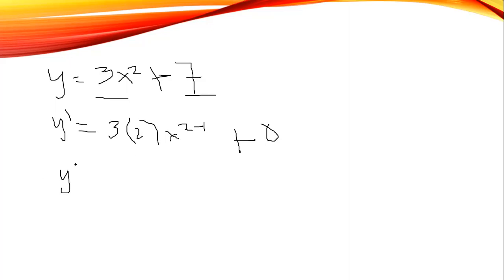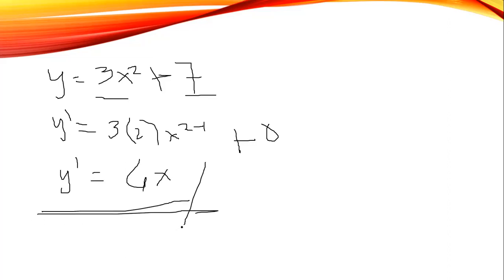So now, y prime. 3 multiplied by 2 is equal to 6. And then, copy x. And then 2 minus 1 is equal to 1. Therefore, the derivative of 3x squared plus 7 is equal to 6x.